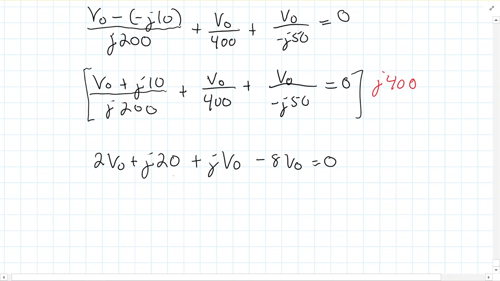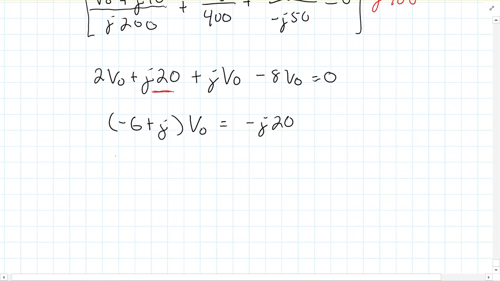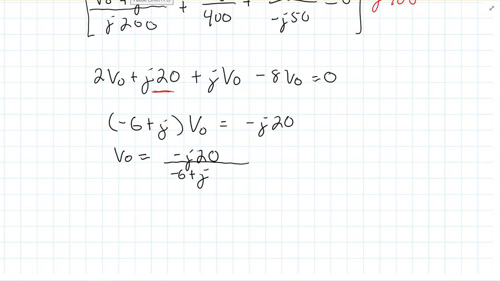Now we'll go ahead and move the term without the V out to the other side and then combine like terms here. So if we're careful here, we have 2 minus 8, so that would be negative 6, and then I still have plus j, V out is equal to negative j20. And now we simply just do this computation, we divide by it. And this is where you definitely want to have a calculator that can do complex numbers and that you're familiar with how to use. Alright, so I'm going to pause the video so I do this computation.